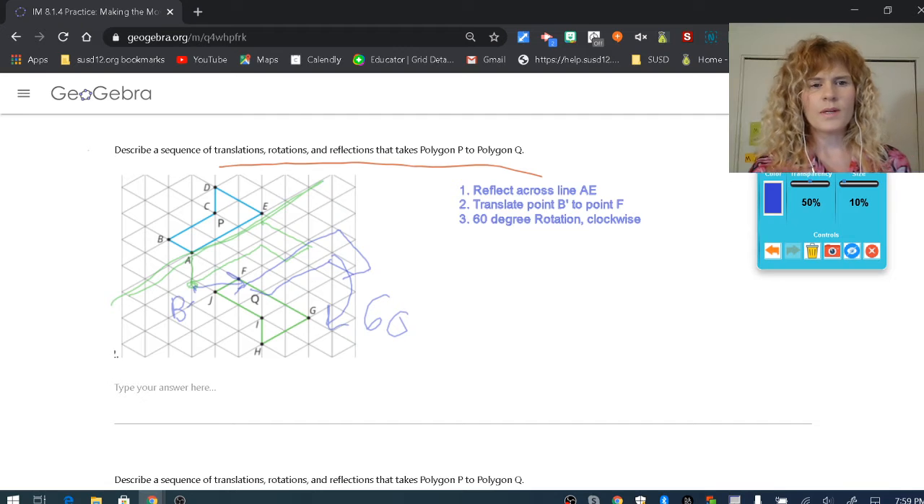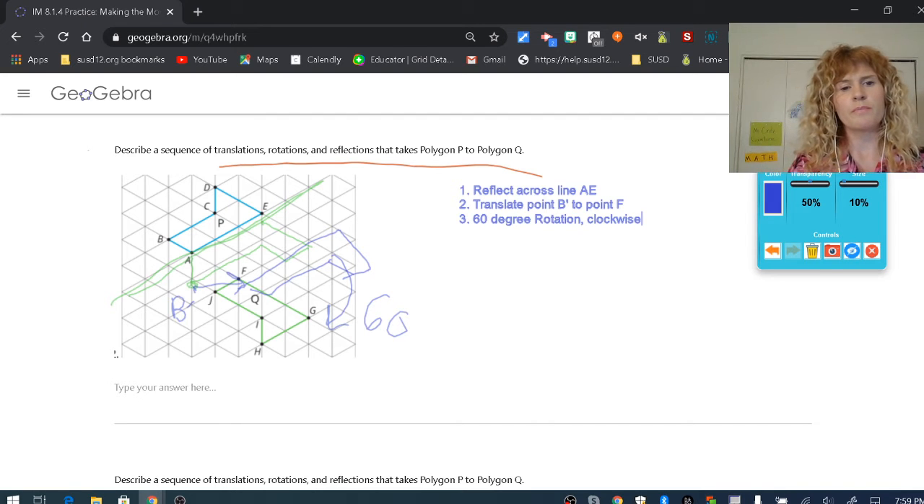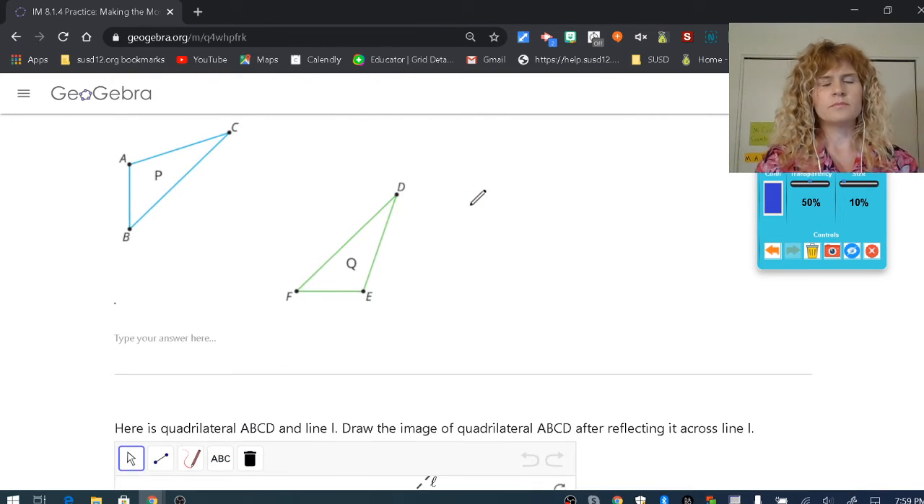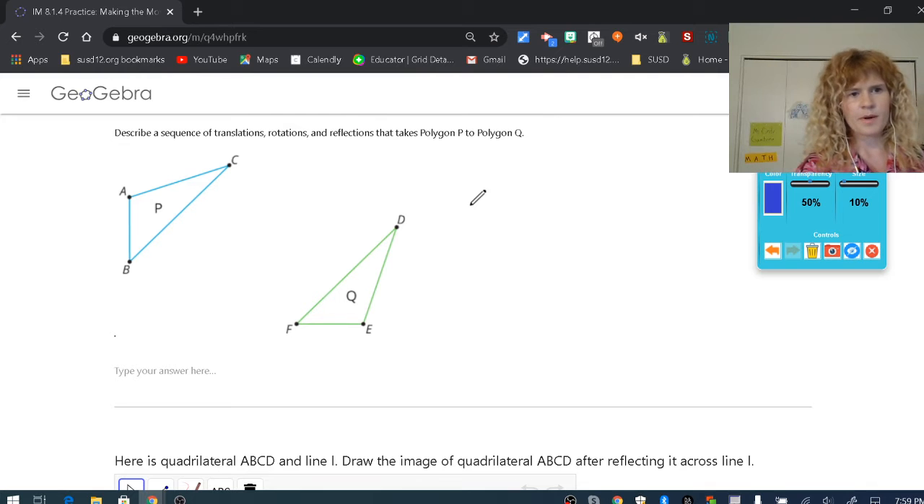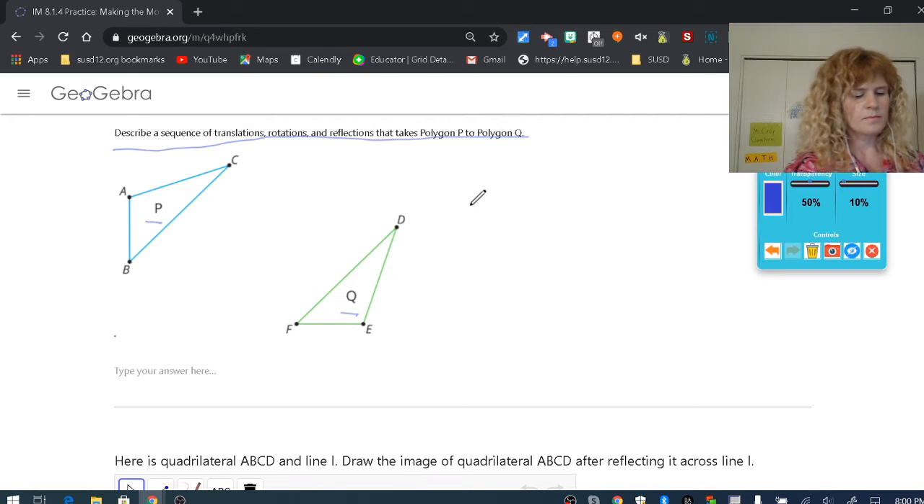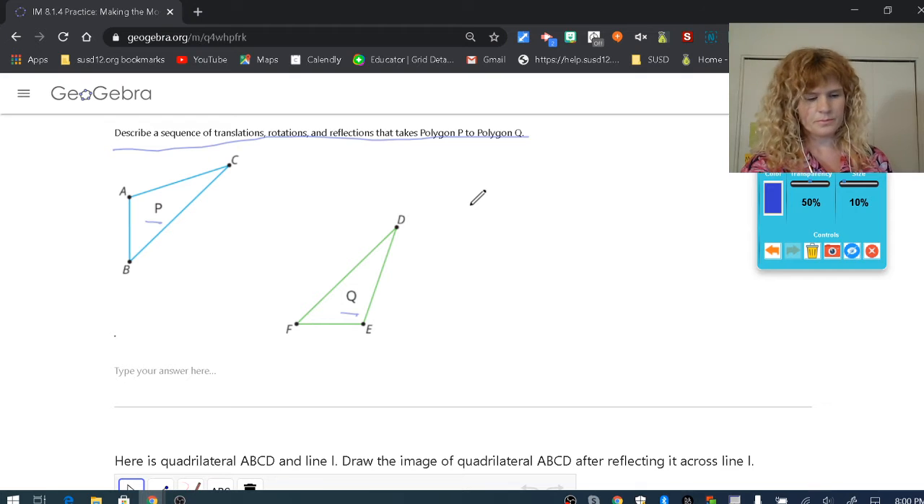What about you? What steps would you take to go from P to Q? Type your answer in on the line. Let's try the next problem. Describe a sequence of translations, rotations, and reflections that takes polygon P to polygon Q. So what would you do?